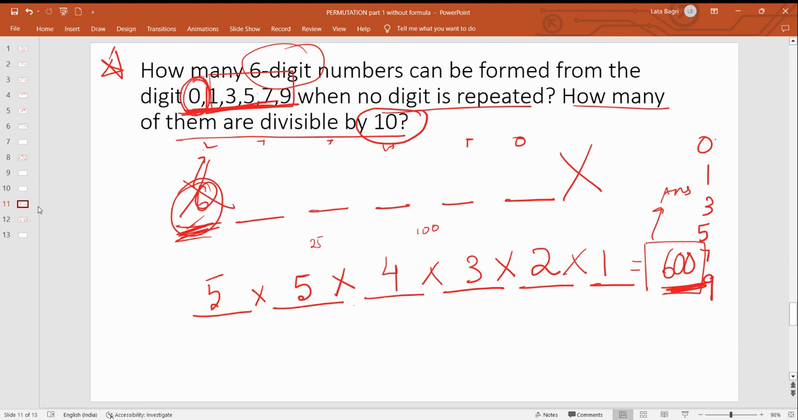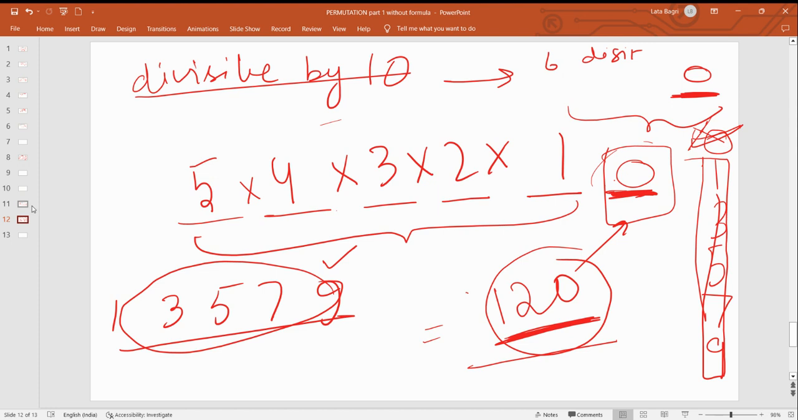Now suppose in the question it was given how many of them are not divisible by 10, then what would you have done? You would have subtracted 120 from 600 to remove those arrangements where 0 is in the last place. This is how we solve this kind of sums. All right, so 120 is the answer of the second part of the question.